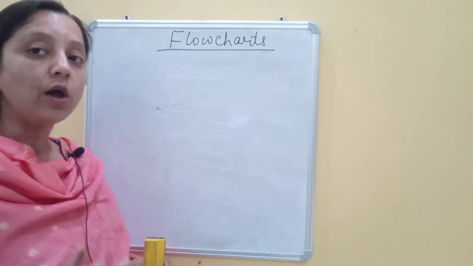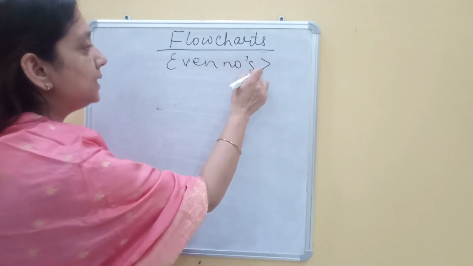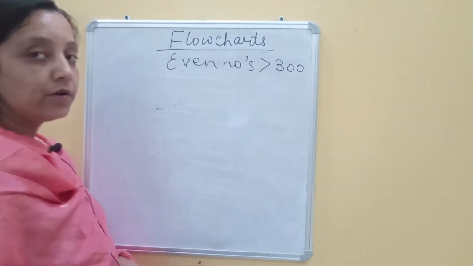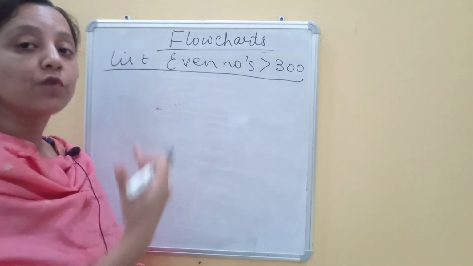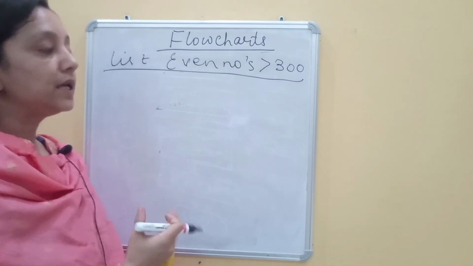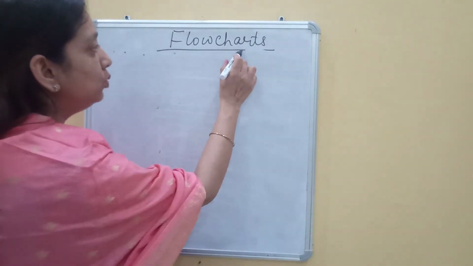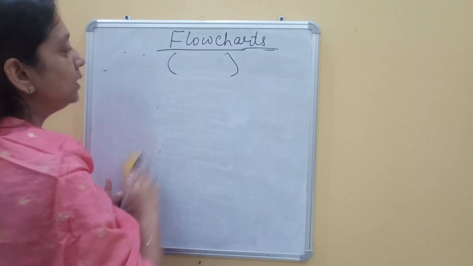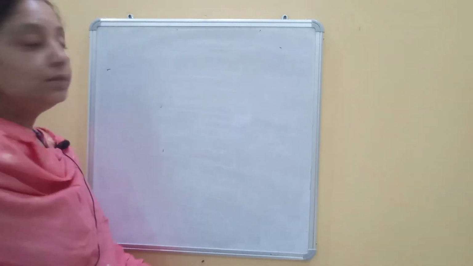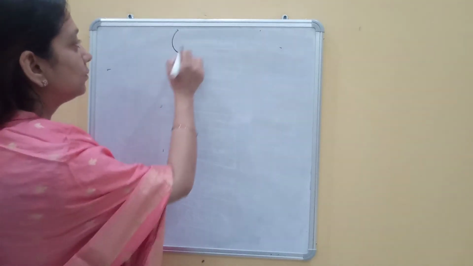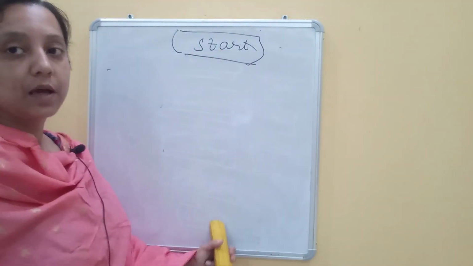Generate a list of all the even numbers less than 300. Okay, now there is a user who is interested in knowing the list of all the numbers which are even and which are less than 300, which involves decision making. So what will I do? Like always, I will begin with the start symbol. This is the start symbol I will begin with.